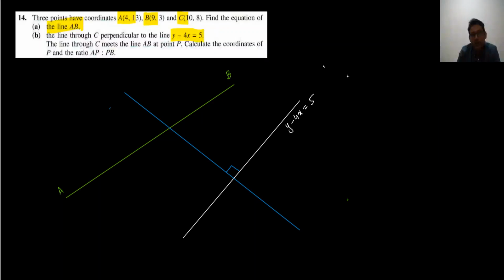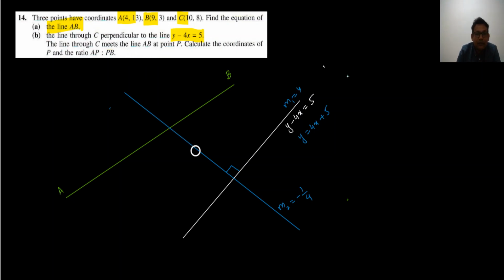So it means the gradient is here. When you find the gradient, y equals 4x plus 5. The gradient of this line is 4. So the gradient of this line will be minus 1 upon 4, because of this line we can find the gradient of the other line. Okay.